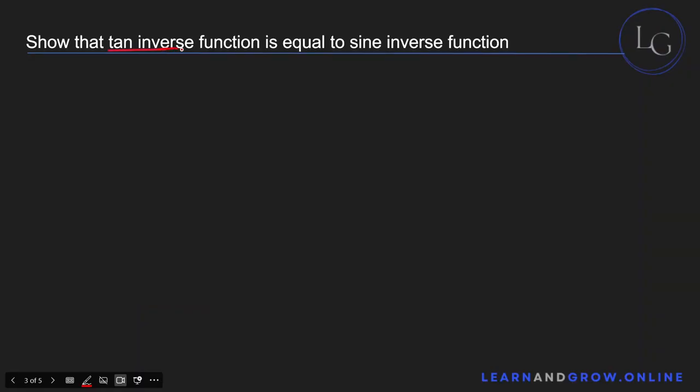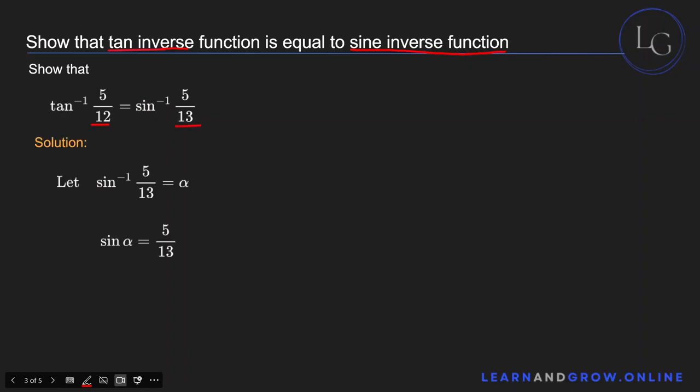Let's show that the tangent inverse function is equal to the sine inverse function if given the right circumstances. Now, we have to show that the tangent inverse of 5 by 12 is equal to the sine inverse of 5 by 13. Now, let's see how. Basically, sine inverse 5 by 13, let's give it a value equal to a constant called alpha, right?